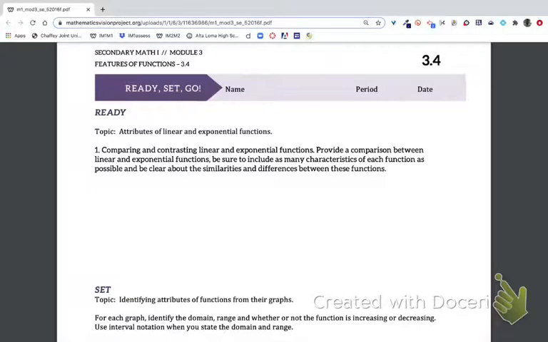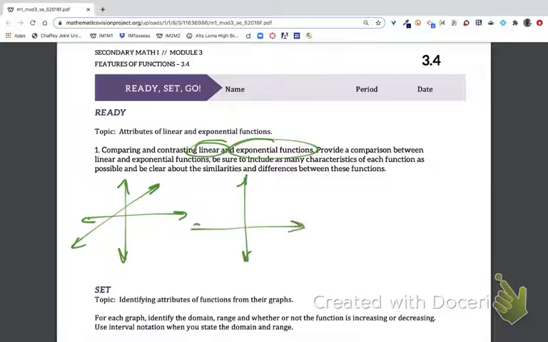The ready, set, go for 3.4 is a little bit quicker on the ready portion in terms of what I'm going to be helping with, but we're talking about linear and exponential functions. So the big thing to keep in mind here when working with linear and exponential functions is understanding what those mean. A linear function is going to create a line, whereas an exponential function is going to have a curve to it.